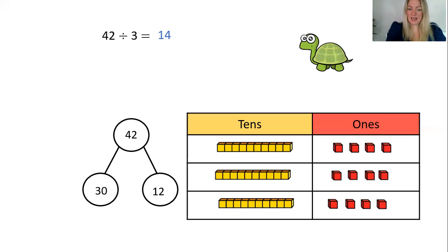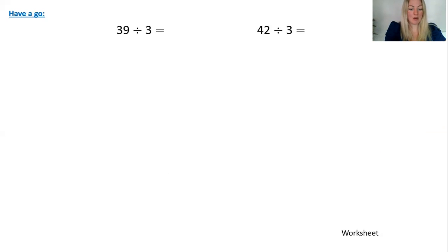Now we have 30 and 12. We still have 42 altogether, but 30 and 12 can both be divided easily by 3. Oops. Here's one for you to try: 39 divided by 3 and 42 divided by 3.